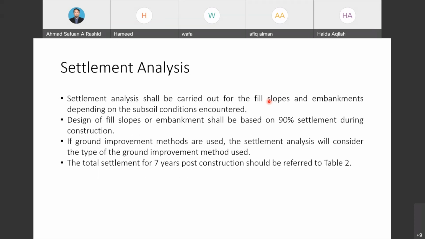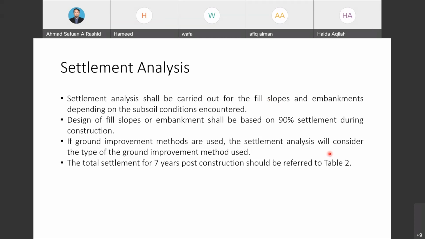Settlement analysis should be carried out for the fill slope and embankment depending on the subsoil condition encountered. Design of fill slope or embankment should be based on 90% settlement during construction. If a ground improvement method is used, the settlement analysis will consider the type of ground improvement method used. So settlement analysis should be carried out, and we need to follow the 90% of settlement during construction.